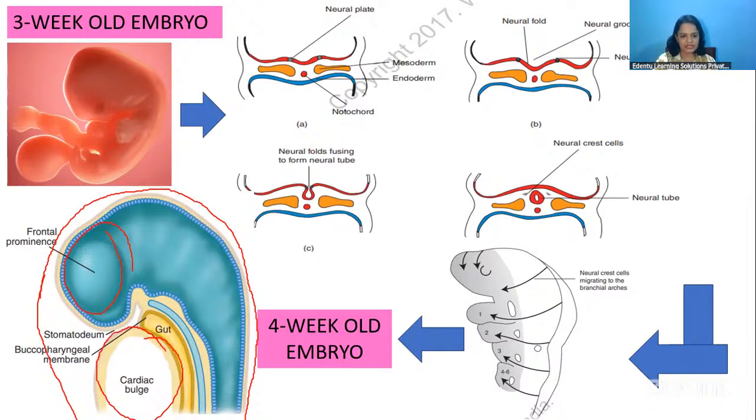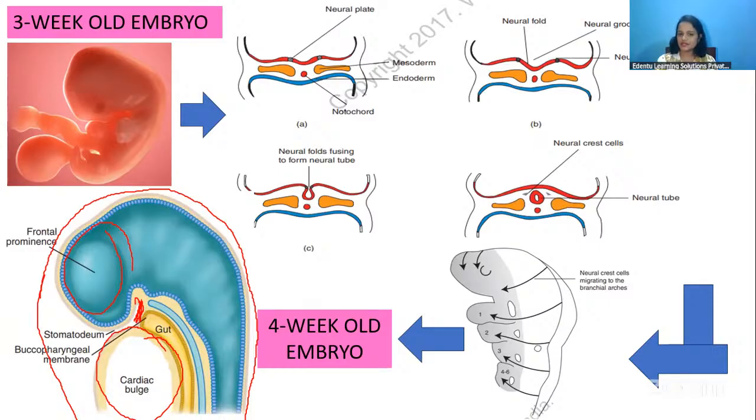Okay, and the gut is developing, and the primary oral cavity also. You can't say it is a fully formed oral cavity, but yes, the primary oral cavity, which is called the stomatodeum, will be present. This stomatodeum will be separated from the future alimentary canal by a membrane. That membrane is called the buccopharyngeal membrane.